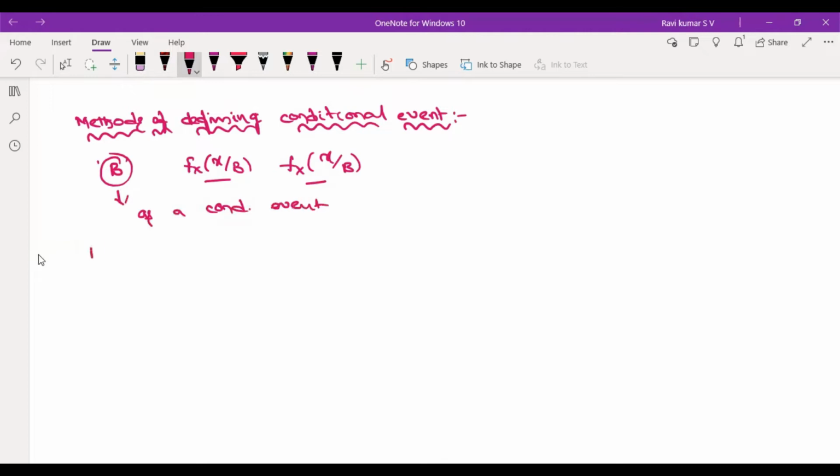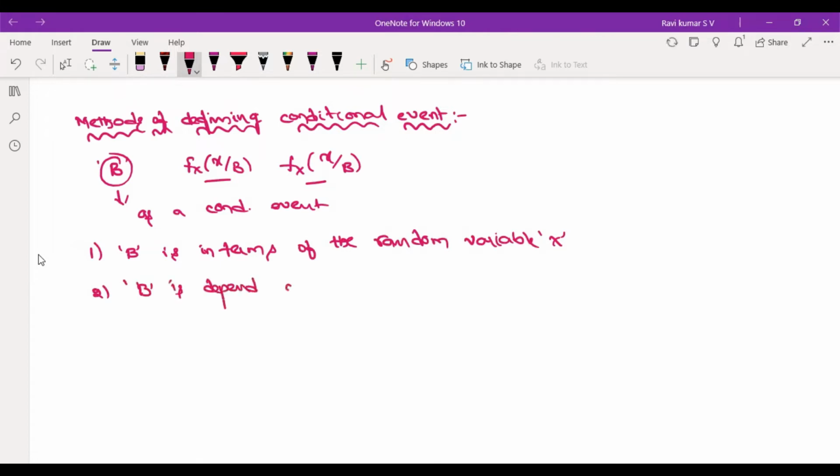Generally we have two methods. In the first method, event B is defined in terms of the random variable X. And in the second method, event B depends on some random variable other than X. So these are the two methods of defining event B.